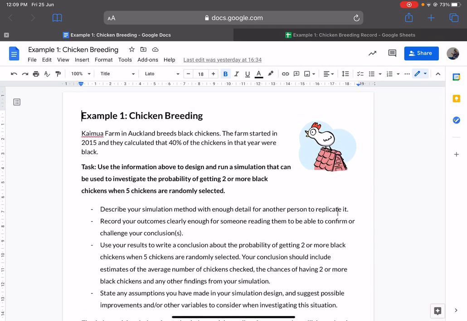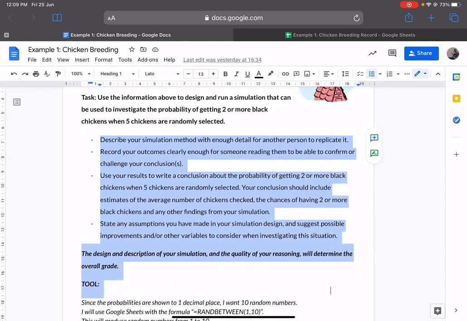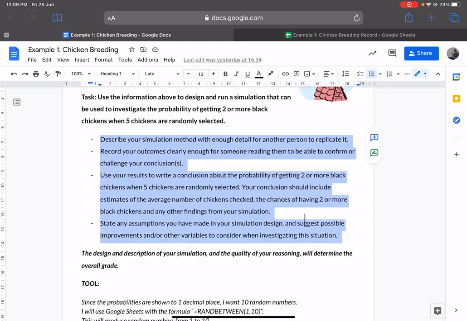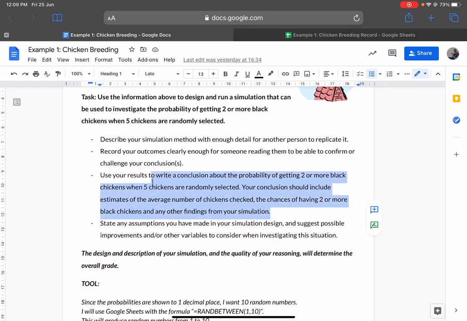So basically all of your tasks are going to look like that. You're going to have some sort of situation, and a task that describes what you need to do. Most of this stays the same. The part that changes is writing the conclusion, where it may ask you to do 1 or 2 things, and that will impact on how you're going to run your investigation.